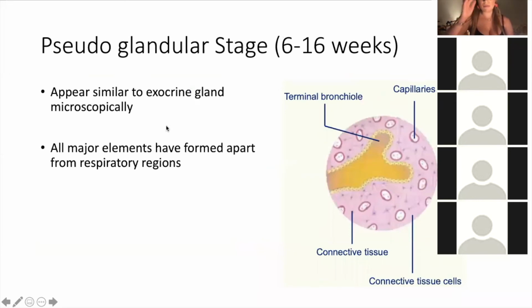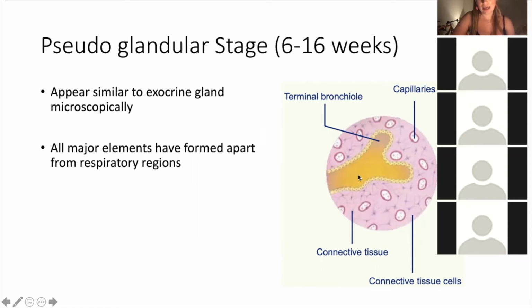So there's 4 stages that you need to be aware of in lung development in the embryo. So we'll go through them now. They've all got slightly awkward names. So the first stage is the pseudoglandular stage, which happens at 6 to 16 weeks. At this stage, the lung tissue of an embryo can be very similar to an exocrine gland if you were to look at it down a microscope.